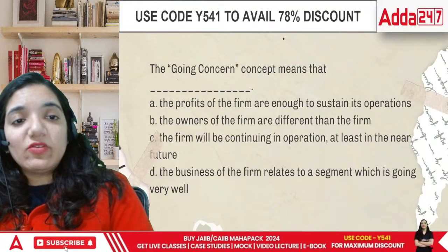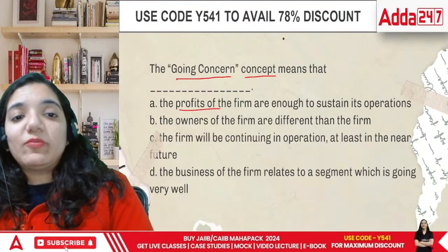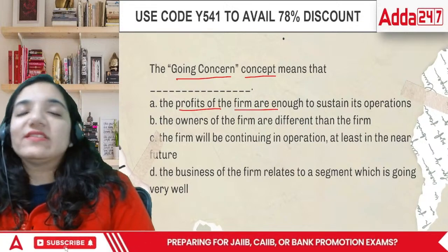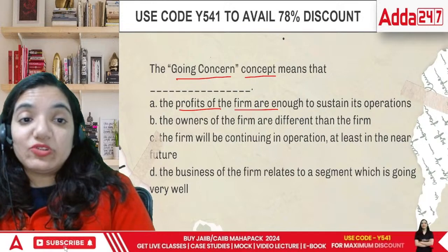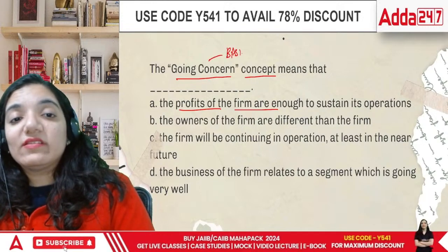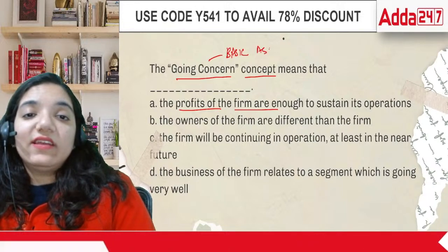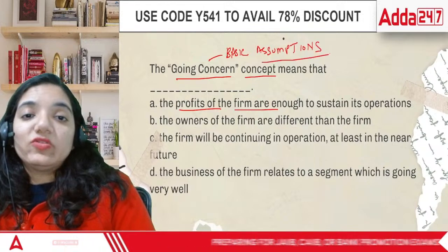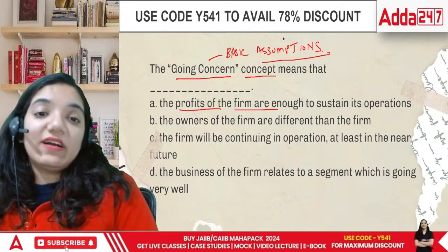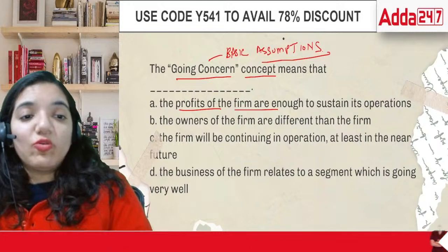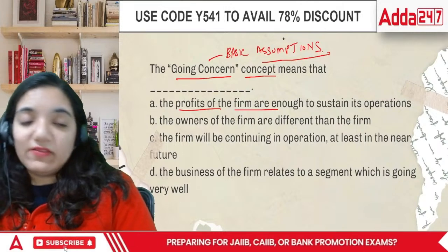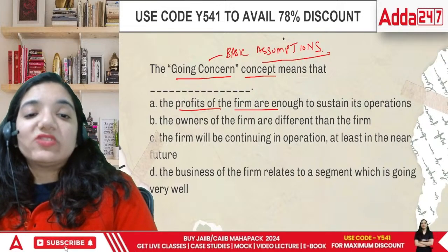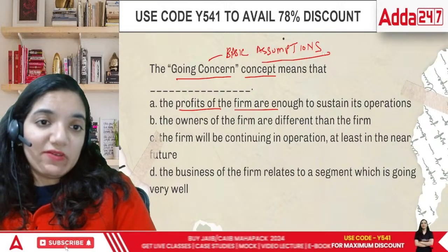Then comes the area of the going concern concept. The profits of the firm are enough to sustain its operations. The going concern concept is one of the basic assumptions in the area of accounting. Rather, it's the base of accounting. So the question says the profits of the firm are enough to sustain its operations; the owner of the firm is different than the firm; the firm will be continuing the operation at least in the near future; or the business of the firm relates to a segment which is going very well.